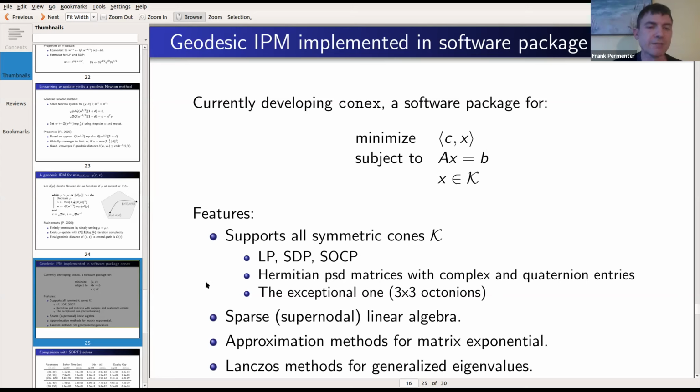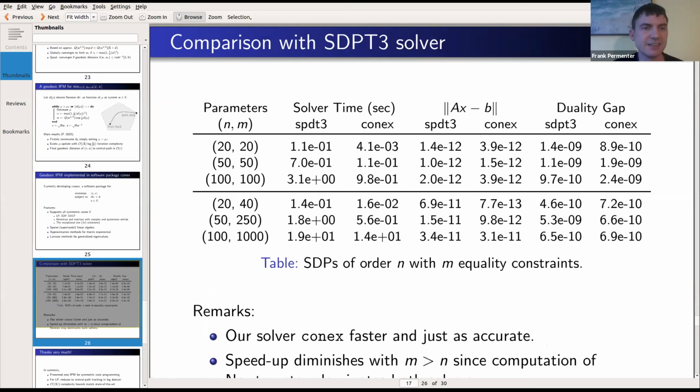So for that reason, we have fancy sparse linear algebra routines. We have approximation methods for the matrix exponential, which is important for semidefinite programming. We also have fancy algorithms for computing eigenvalues. So just a teaser of computational results. Here's a comparison of our implementation of the log space interior point method to a widely used solver, SDPT3.